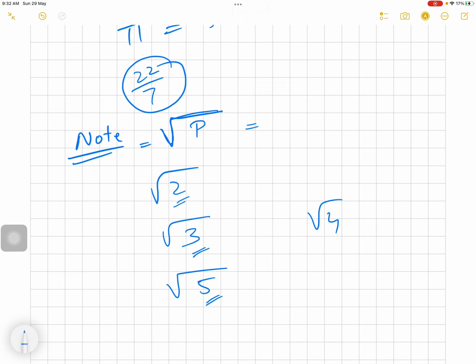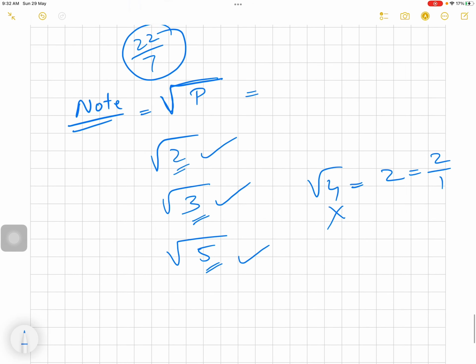Root 4 is not the root of a prime number, so it is not an irrational number. Why? Because root 4 is equal to 2 and 2 can be written as 2 by 1. So root 4 is not an irrational number, but root 2, root 3 and root 5 are irrational numbers. And root 4 is a rational number.